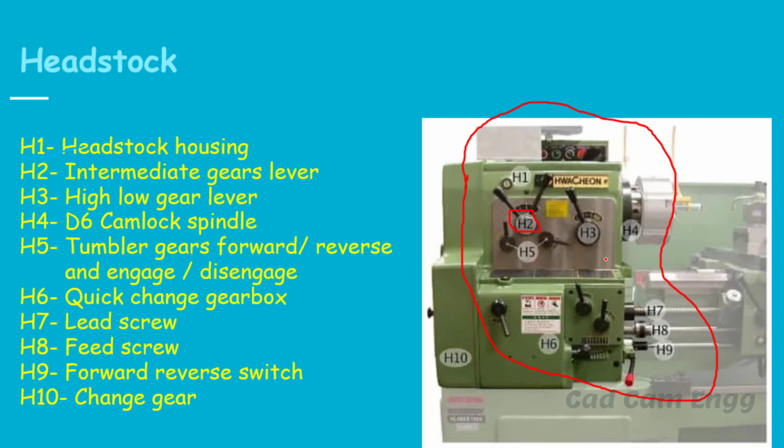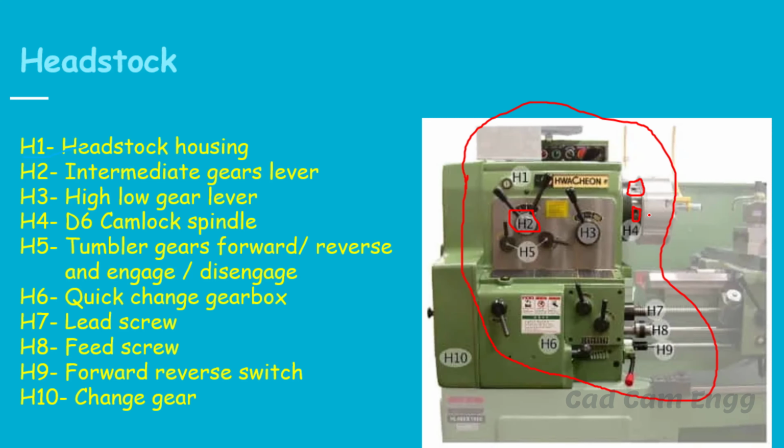Next one is H4. Here we have the small cam lock spindle. In this place the cam lock is available to open the cam lock and remove the spindle. Spindle means in this place we have the cam lock, using the cam lock to open it and remove the chuck.